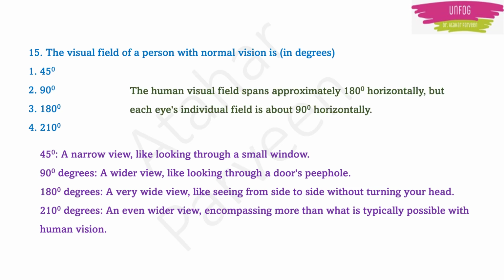So the human visual field can see approximately 180 degrees horizontally. But each eye's individual field is 90 degrees. So according to me, 180 degrees should be the correct answer to this question. Because they are not specifically talking about one eye, right? They are talking about normal vision. So normal vision means it is 180 degrees. Okay.